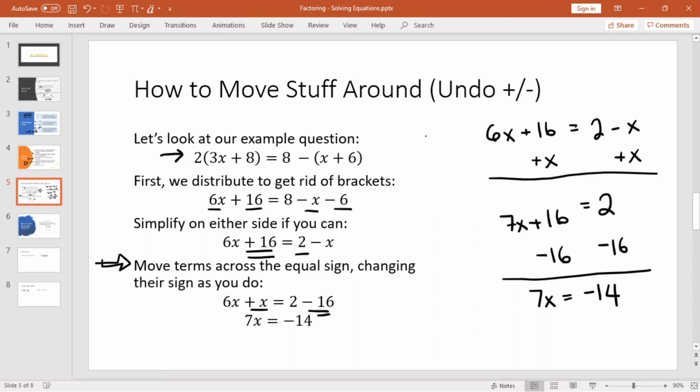So this is a long way of doing it, but the shortcut is you can move your numbers and your letters around, just change their sign as soon as you cross that equal sign. If you don't move it, don't change its sign.